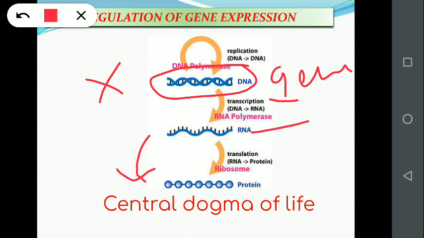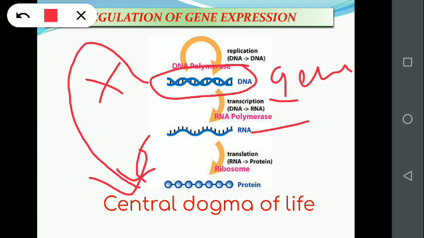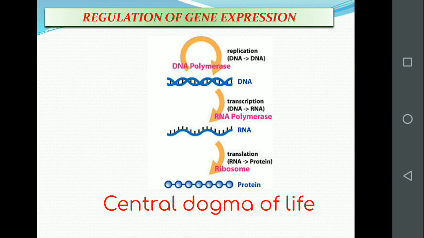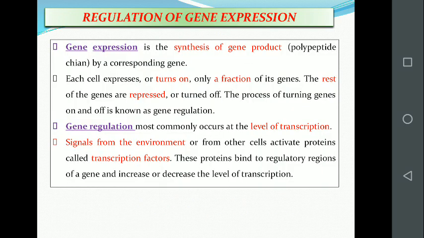So now what is gene expression? Gene expression means how the information at the gene level is translated into the amino acid chain. Gene expression is transcription plus translation. Transcription plus translation is called gene expression. From the gene we are getting the product, that is a polypeptide chain. So that is gene expression.